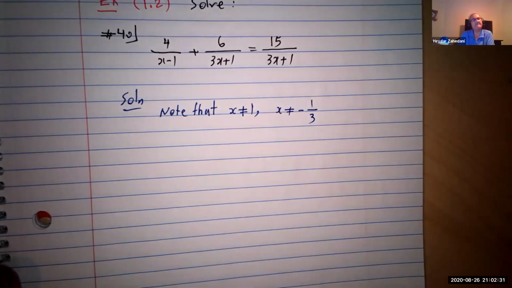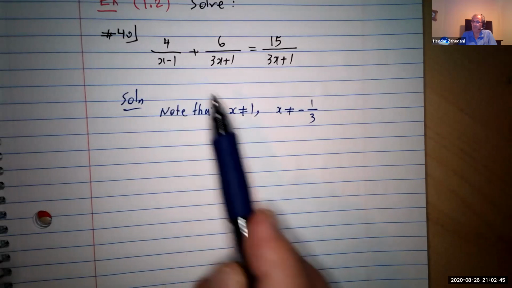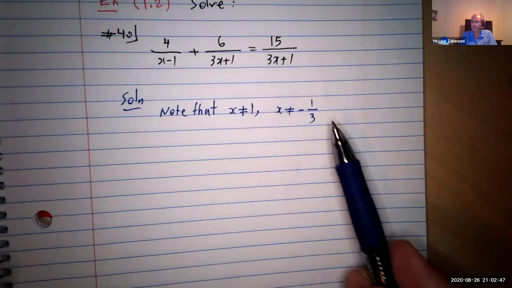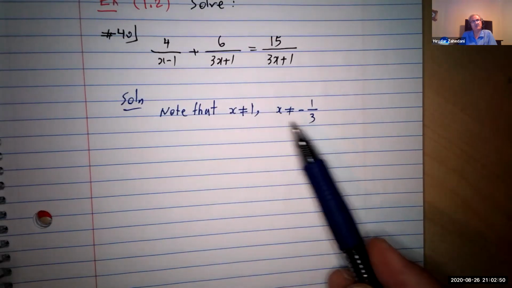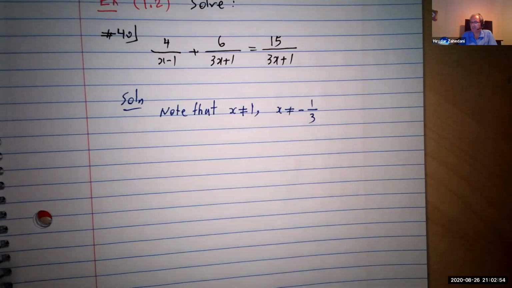Okay, any question? So you have to get these numbers first. In your book, they talk about the domain, but at the end, you better do it. This is the number that would make it 0 at 1. This is the number that would make it 0 at negative 1/3. So you know that if you arrive at these two numbers, you have to reject them.